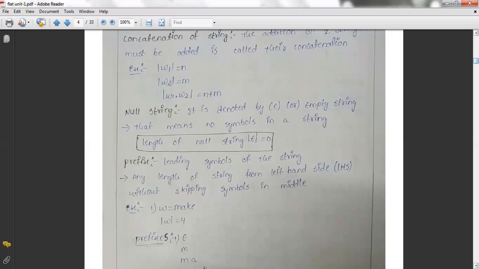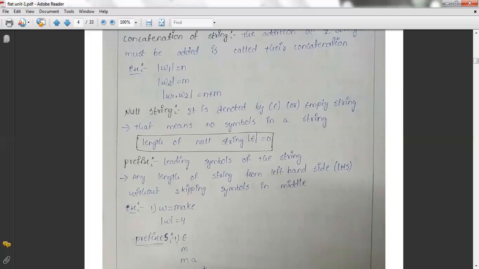And coming to the null string, as I already mentioned, in finite automata you'll have epsilon as a null string. As I mentioned, epsilon has the highest priority, so we always have to think about epsilon also whenever you do problems here. Epsilon is a null string, denoted by the letter epsilon. It is nothing but an empty string, which means there are no symbols in that particular string.